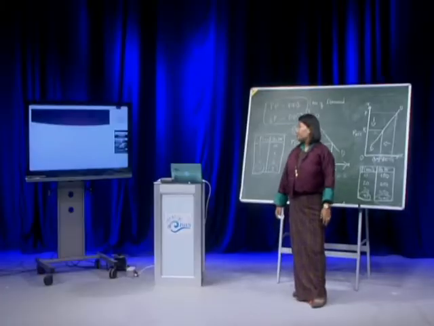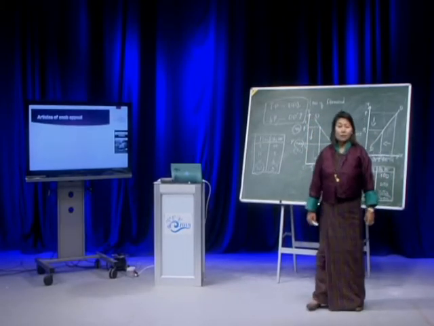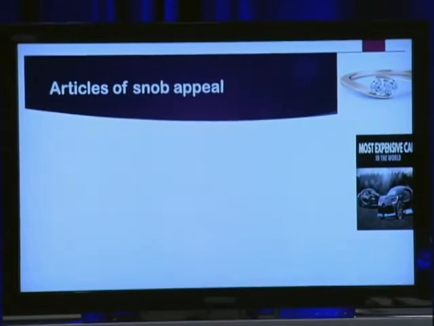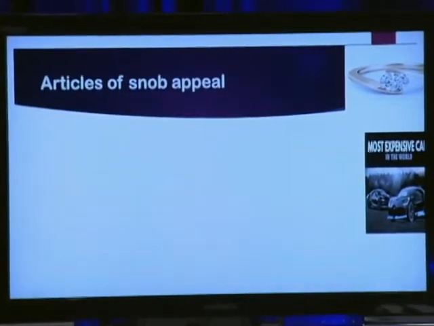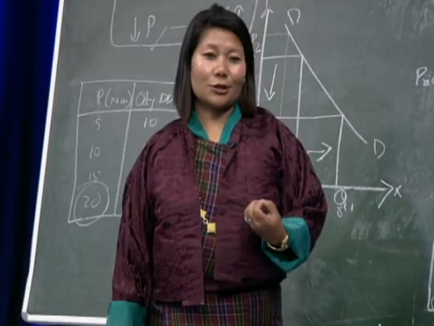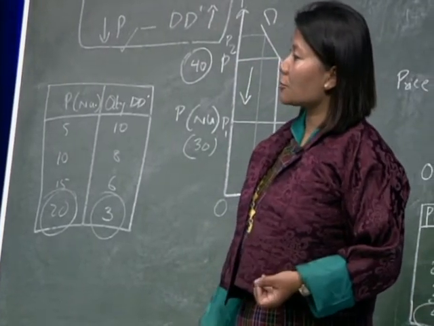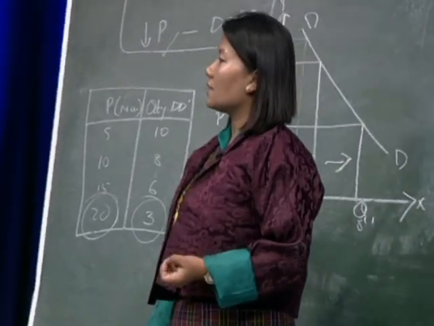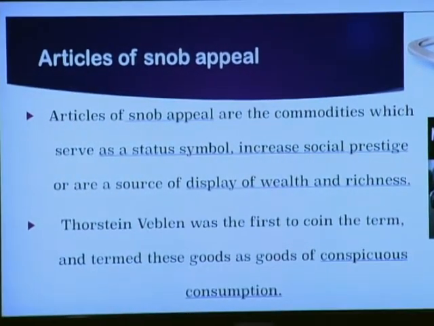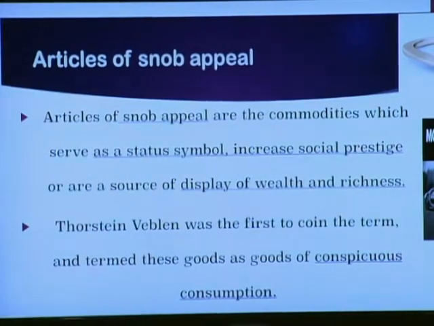So let's see. This is the factor: articles of snob appeal. When you own the most expensive car, what happens to you? Do you feel good? Do you feel proud? Yes, you do. So if you look at this, articles of snob appeal are the commodities which serve as a status symbol, increase social prestige, and are a source of display of wealth and richness.